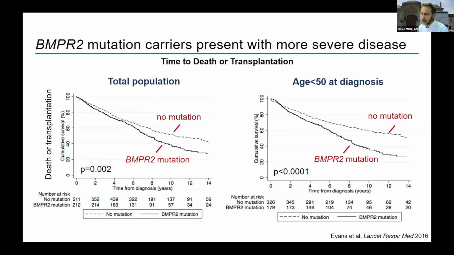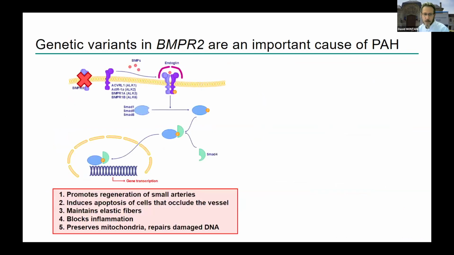What we know about BMPR2 mutation carriers is that PH patients who carry a BMPR2 mutation have a severe form of PH, a more progressive form of PH, and usually they are younger and with more severe hemodynamics at diagnosis.